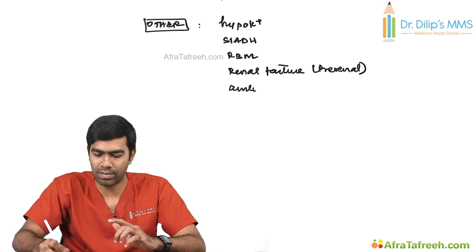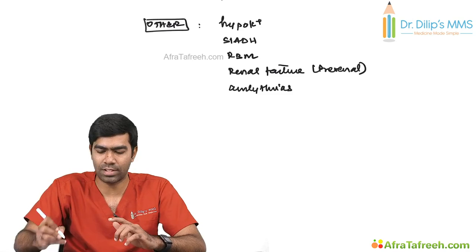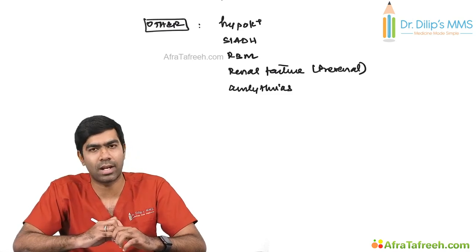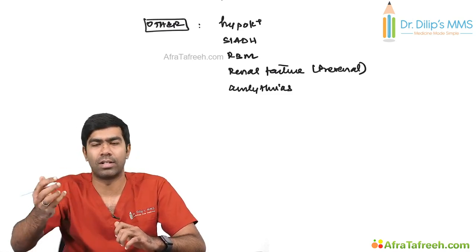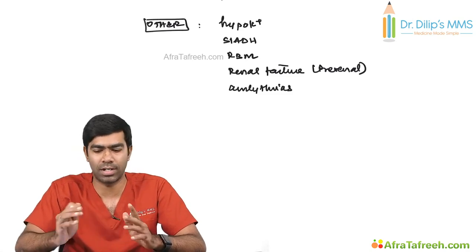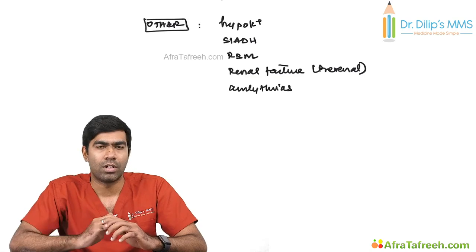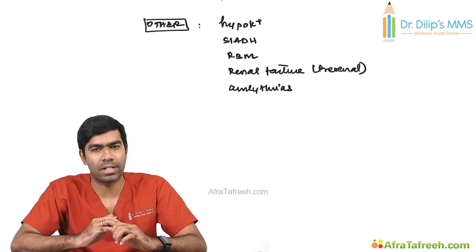And they can very rarely develop arrhythmias because of acidosis and hypokalemia. But these are rare complications. Very common are the persistent acidosis, which is extremely common, and second is the cerebral edema, especially in children.